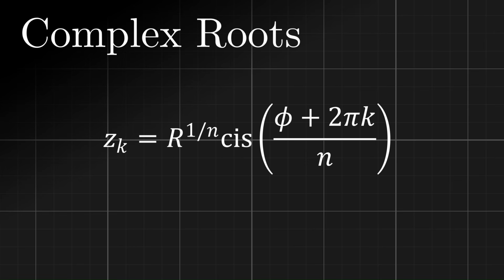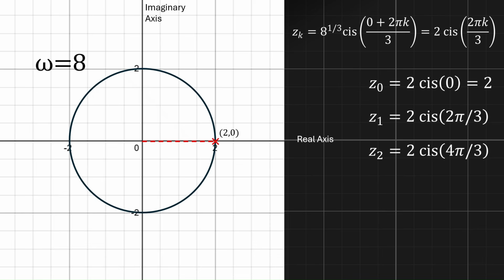Why only up to n minus 1? Because when k equals n, the angle becomes phi plus 2 pi n over n, which equals phi over n plus 2 pi, which gives the same complex number as k equals 0, so the roots start repeating. There are exactly n distinct nth roots for any non-zero complex number. Geometrically, these n roots all lie on a circle with the radius R to the 1 over n, and they are equally spaced around the circle, separated by an angle of 2 pi over n.